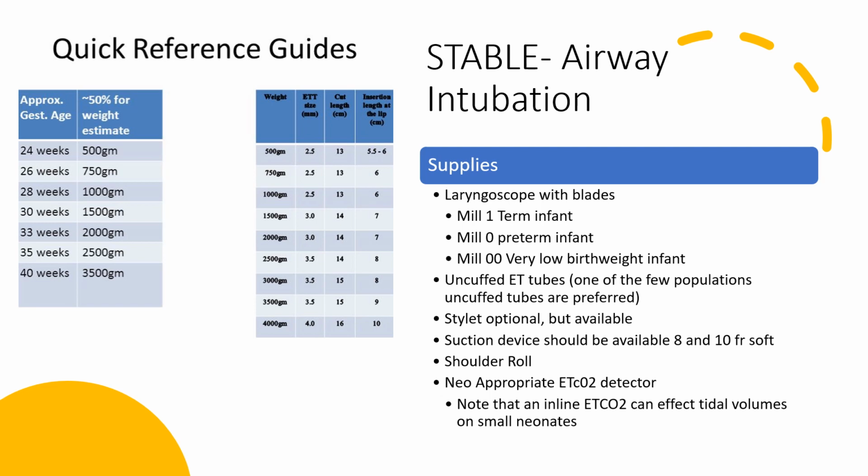Shoulder roll, and a neo-appropriate ETCO2 detector. It can affect tidal volumes on small neonates, something to be concerned about, but not excessively so.